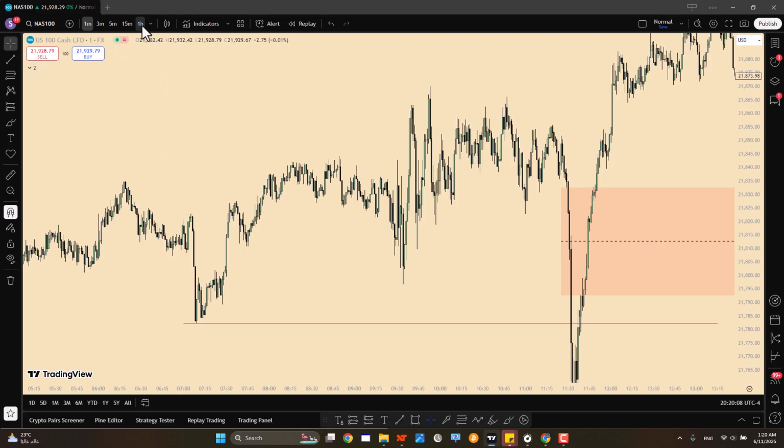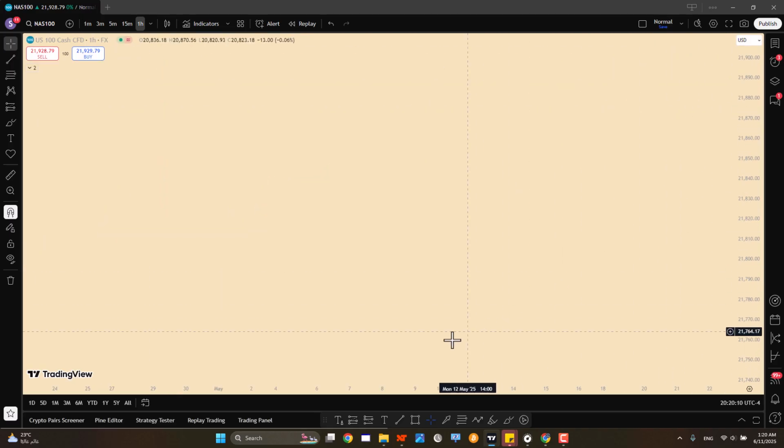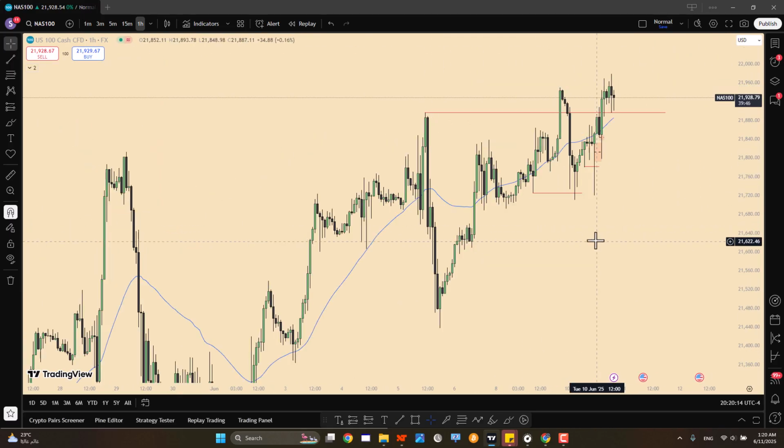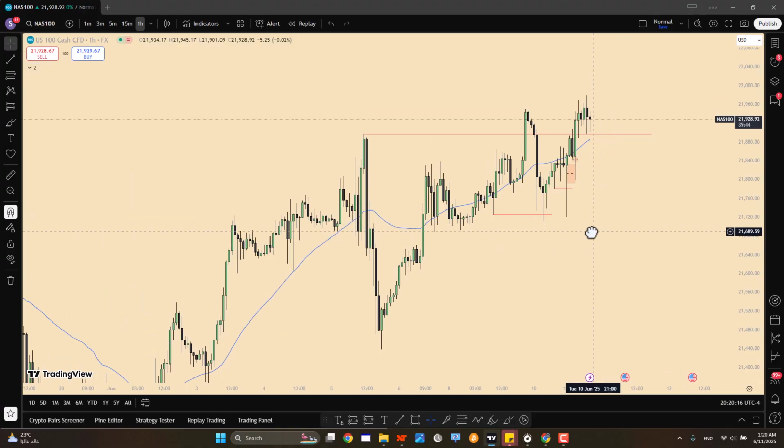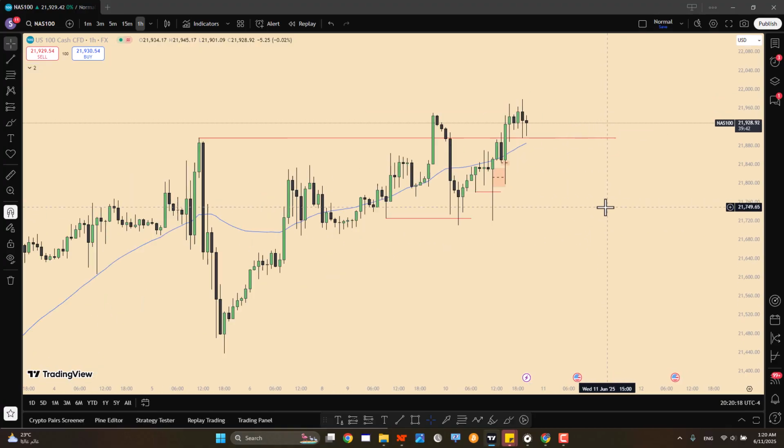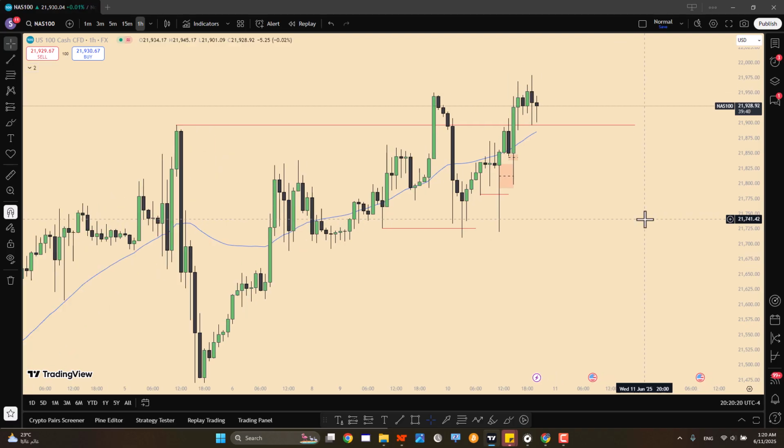So I checked the 1 hour and then I saw something. I took some trades. I'm going to show you the trades later and the logic behind them. But this is what I saw once I went to my higher time frame, the 1 hour. Let me put a vertical line at the 10 a.m. So this is what I saw. What can you see in here?